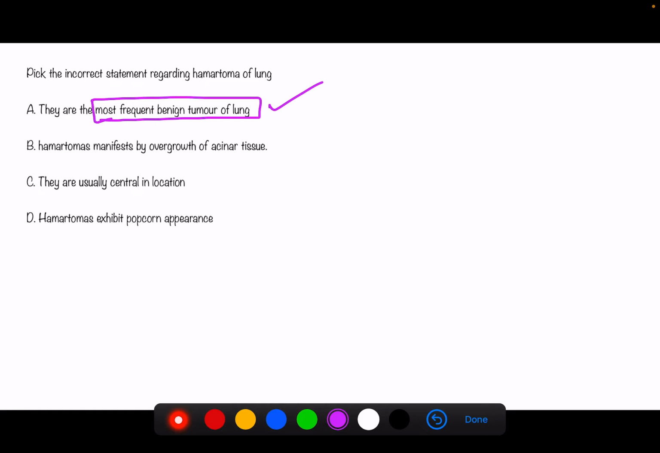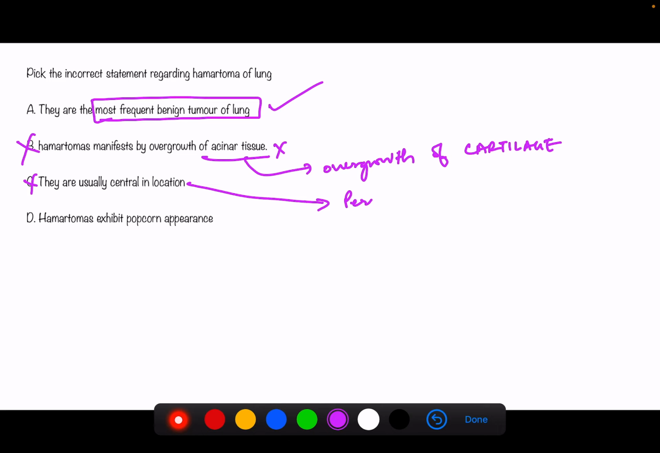Option B, hamartomas manifest by overgrowth of acinar tissue. This is false. It is not acinar tissue. There is overgrowth of cartilage. They're usually central in location. That is also wrong. They are usually peripheral in location. And option D, hamartomas exhibit popcorn appearance. That is correct. However, no calcification.